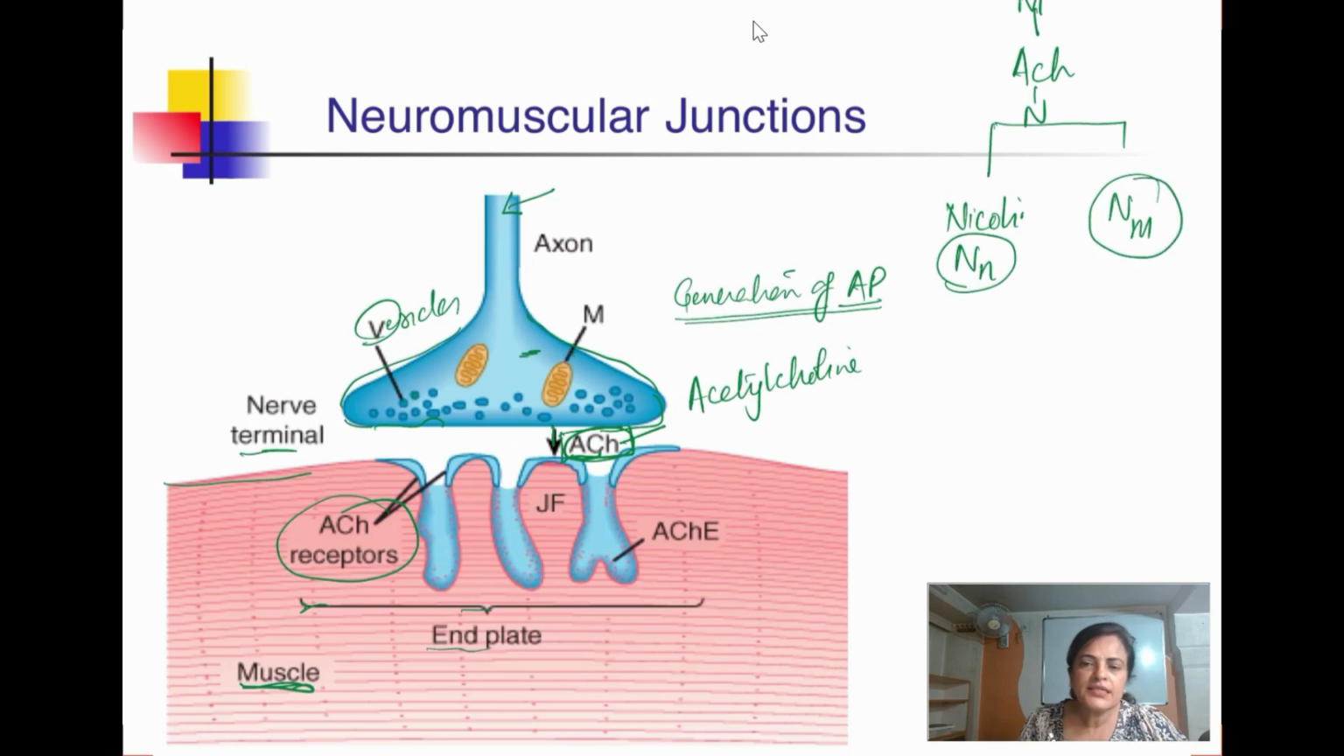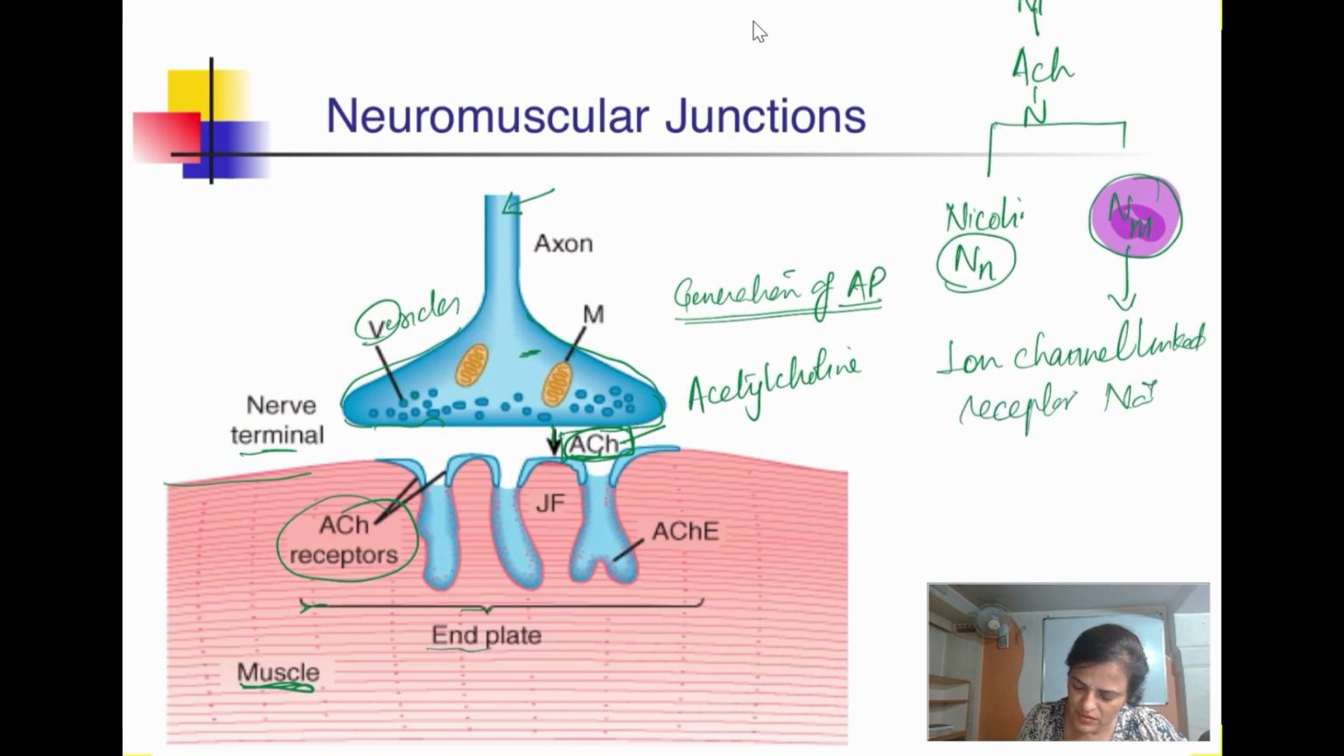So here acetylcholine, which type of receptor does it act through? It is going to act through this NM type of receptor, right? So this type of receptor is there at the neuromuscular junction. Now this NM type of receptor, what kind of receptor is it? It is an ion channel linked receptor. Now which ion? It is a sodium ion.